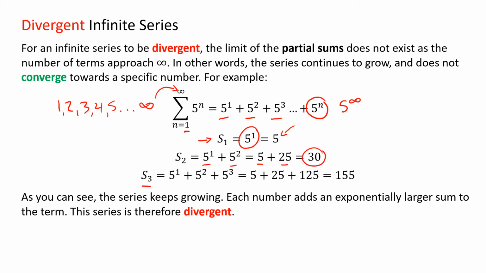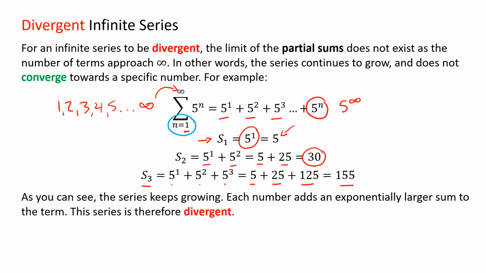The third partial sum is 5 to the exponent 1 plus 5 to the exponent 2 plus 5 to the exponent 3. Again, as you can see, what this sum term is telling you is that the value of n increases by 1 each time, all the way to infinity. So for our third partial sum, we have 5 plus 25 plus 5 to the exponent 3, which is 125, or 155. So what we see here is the sums keep growing.